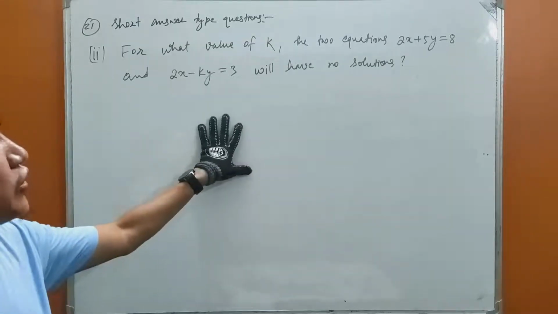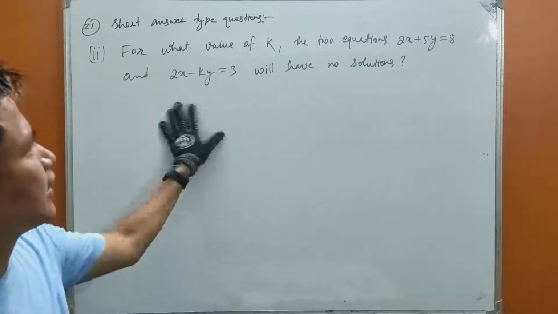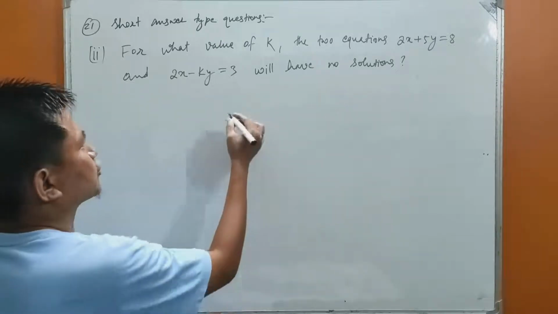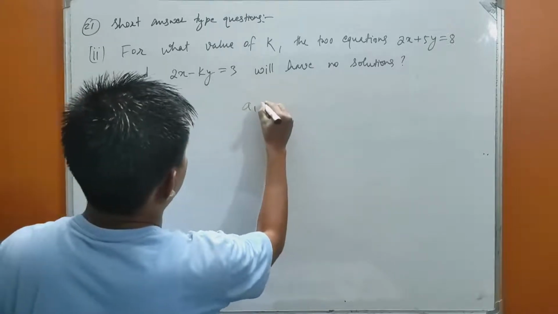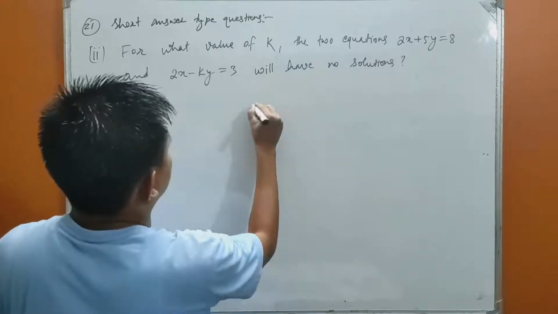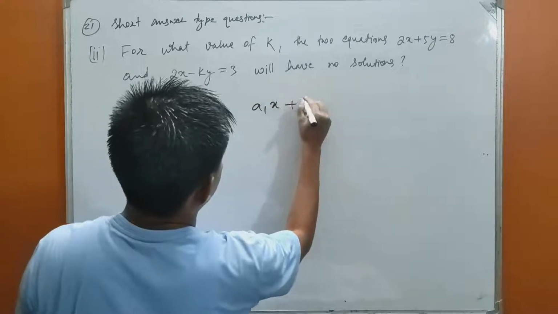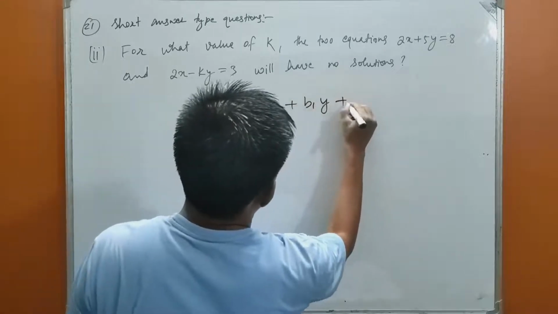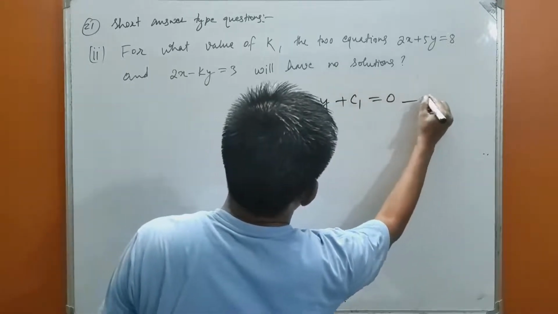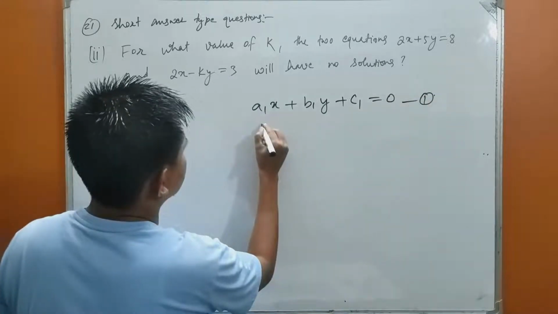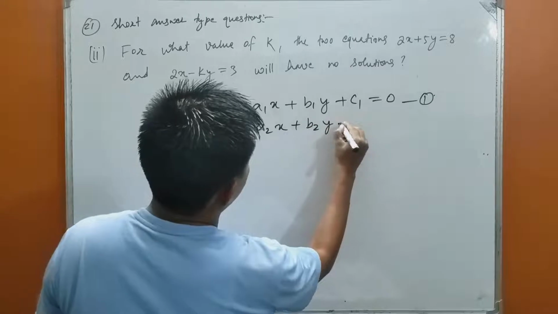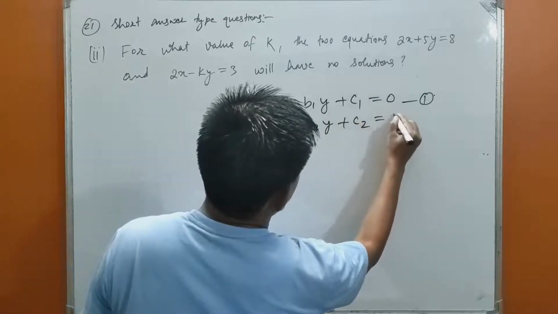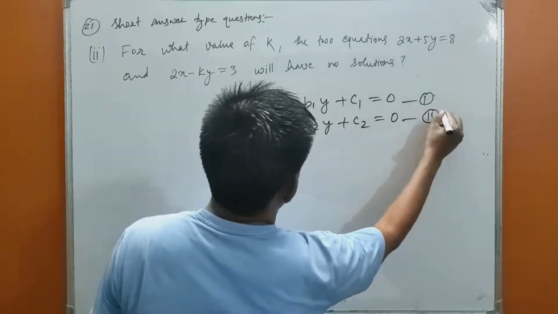But before doing this question, let us understand the equations. Suppose I have two equations, a1x plus b1y plus c1 equal to 0. This is equation 1. And another equation is a2x plus b2y plus c2. These are general equations.